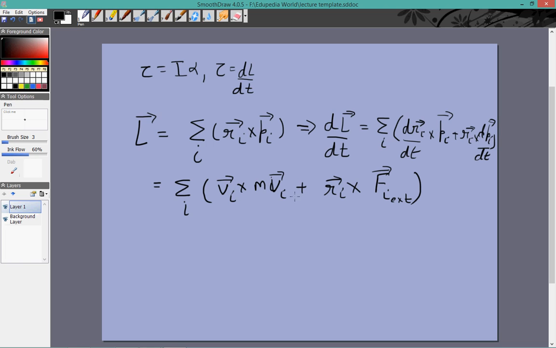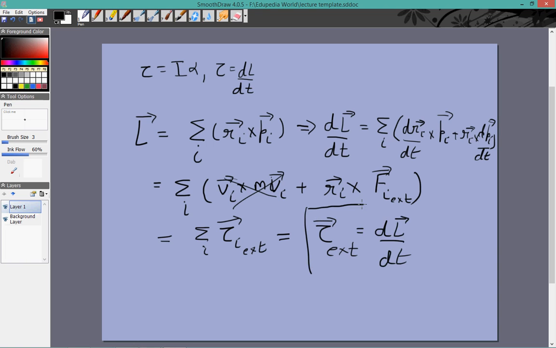v_i cross v_i is 0, right? Because v_i and v_i have an angle 0 between them, so sine 0 will be 0. So all I'm left with is summation over i of r_i cross F_i external. But what is that? That is tau_i external, right? Because torque is r cross F, the moment of the force. That is equal to net tau external. The sum of each individual external torque is the net external torque, which is equal to dL by dt. So now I've proved this rigorously without any shortcuts, properly using vectors. You can try the others like torque is equal to I alpha using similar results as well.